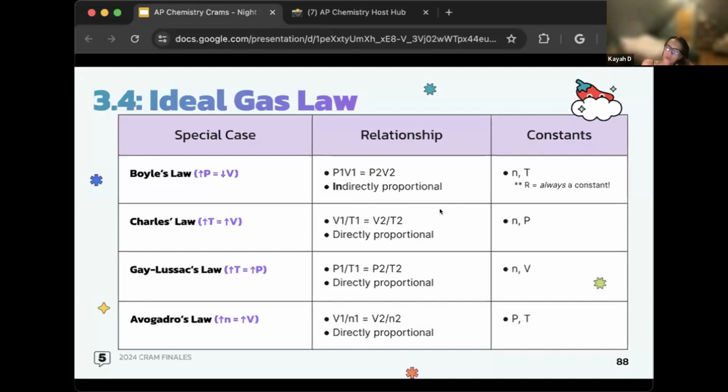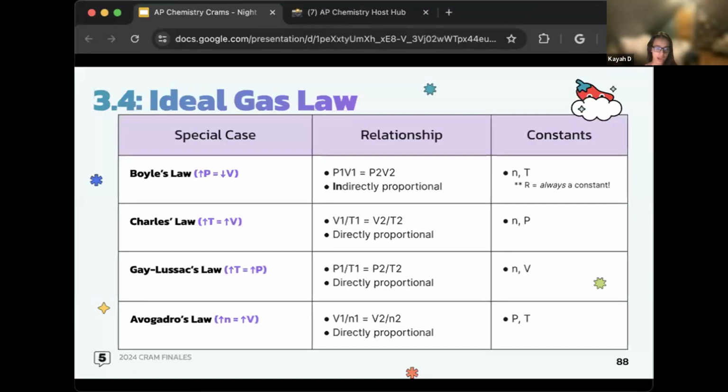With Charles's law, you have temperature increasing with volume, and that gives you the relationship V1 over T1 equals V2 over T2. That's a directly proportional relationship, and in that case the moles and the pressure are constant. For Gay-Lussac's law, as temperature increases, pressure increases, and that means P1 over T1 equals P2 over T2. This is again a directly proportional relationship. In this case, the number of moles and volume are constant.